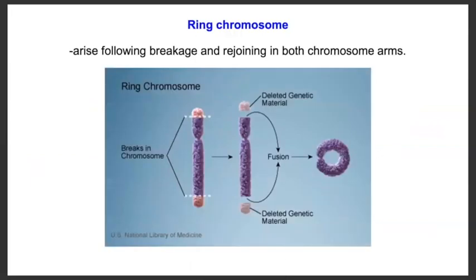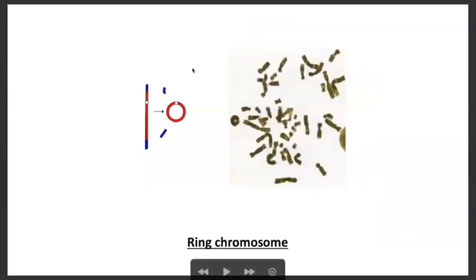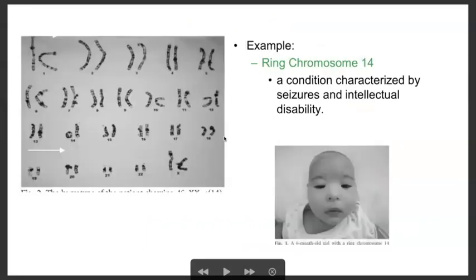Now, ring chromosomes arise following breakage and rejoining in both chromosome arms. So this is their mechanism. You have breaks in chromosomes, specifically in the telomere ends. Then you have the deleted genetic material, and the ends of the breaks of the chromosome would now form a ring-like structure of the chromosomes. Okay. Example of that is in this karyotype. This is a ring chromosome. Example of a disease having a ring chromosome is the ring chromosome 14, which is a condition characterized by seizures and intellectual disability.